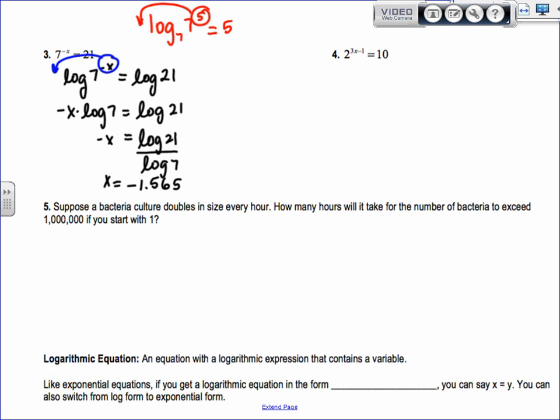Does that make sense? The reason I'm saying do it along with me is because everybody always forgets to end the parenthesis around the 21 before they divide by the log of 7. So you want to end that parenthesis.